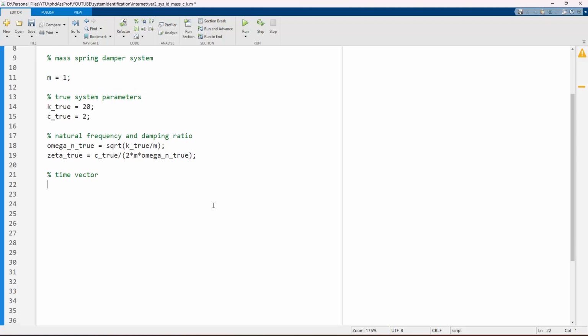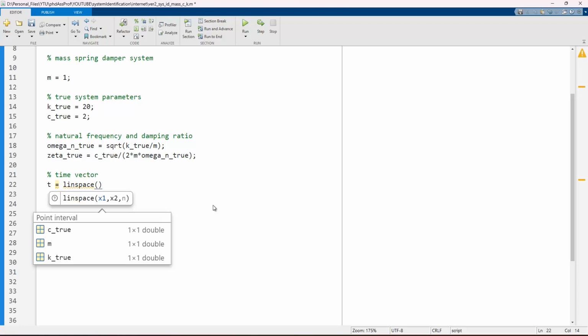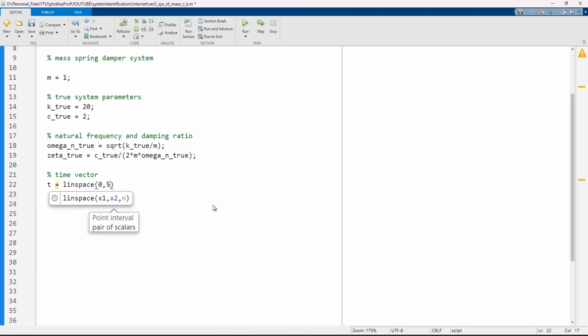Okay, and after that we need to define the time vector just like this one. The time vector t is linspace 0 to 5, and 5 times 100 points. 100 is the sampling rate, and so we have 500 points at 5 seconds, which means that we have the 10 millisecond sampling period.